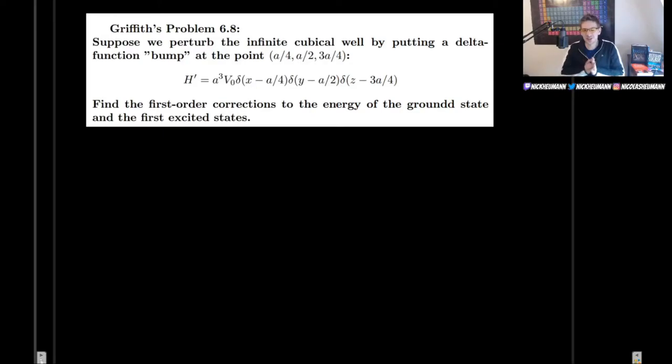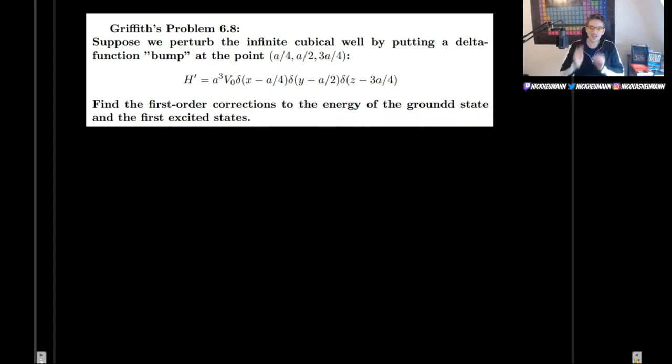Welcome! In this video, I'm going to be solving problem 6.8 as it appears in Griffiths' third edition of the book Introduction to Quantum Mechanics. Now, this problem states the following. Suppose we perturb the infinite cubical well by putting a delta function bump at the point (a/4, a/2, 3a/4).